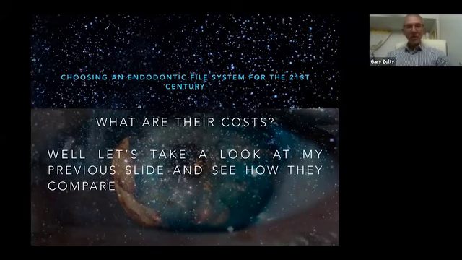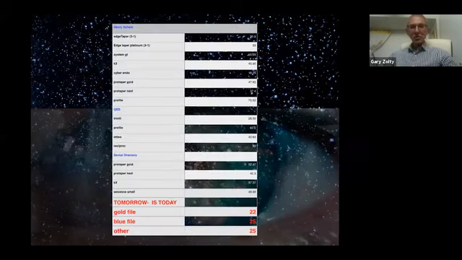And what are their costs? Well, let's take a look at my previous slide and see how they compare. Except now we're going to see the numbers. And we showed you that they compare quite favorably to all of the other files. So we're not looking at something that's way expensive. It's well in the reach of most practices, and they fare very, very well in the root treatments. And I'd like to show you some examples.